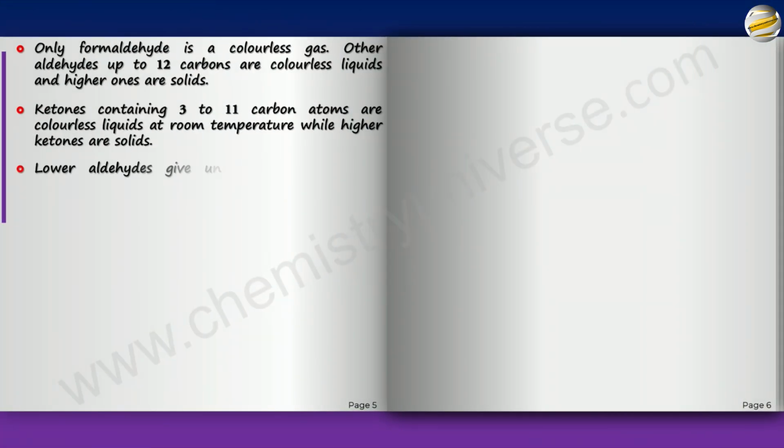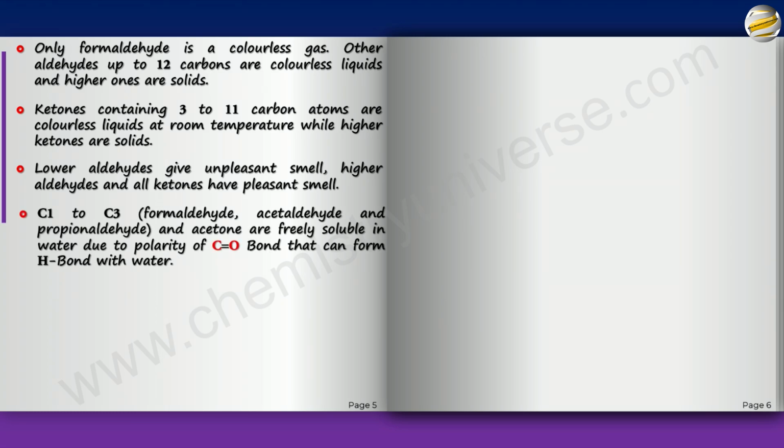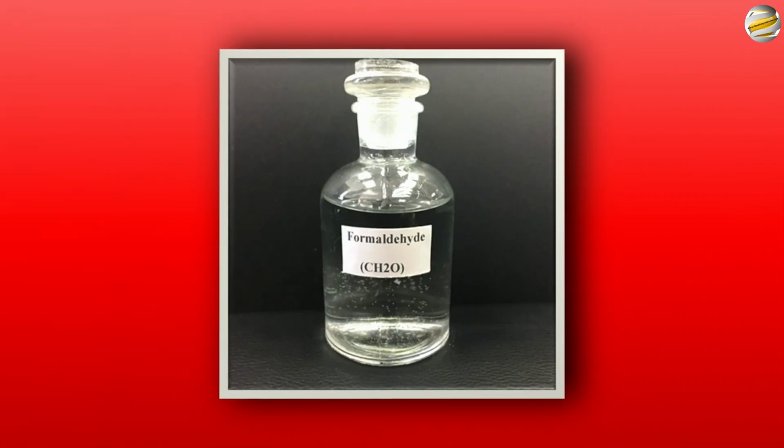Now lower aldehydes give an unpleasant smell, while higher aldehydes and all ketones have a pleasant smell. C1 to C3, formaldehyde, acetaldehyde and propanaldehyde, and acetone are freely soluble in water due to polarity of the C=O bond, which can form hydrogen bond with water. The solution of formaldehyde, we also call it formalin, and here is an image of that.